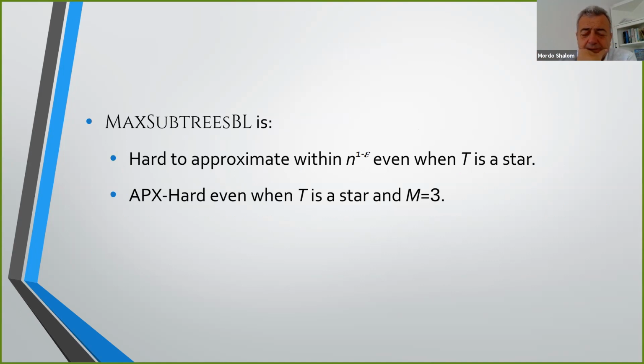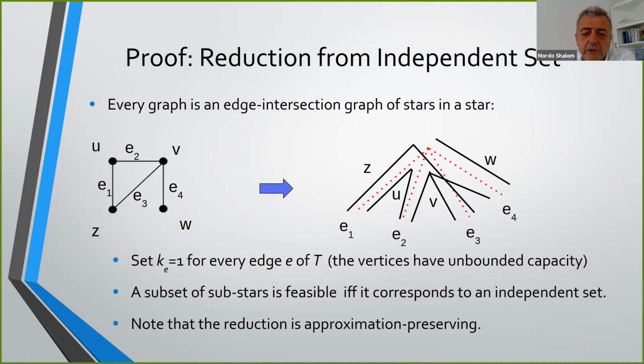So what are the hardness results? The problem is hard to approximate within n to the 1 minus epsilon for every positive epsilon, even when the tree is a star. So even the case of a star is very hard to approximate. But if you restrict M to 3, which means the number of leaves of every subtree is 3, then the problem is APX-hard, which means there is a constant approximation, but no better than this. Again, I will not go into the details of what that means. And the proof is by reduction from the independent set problem.